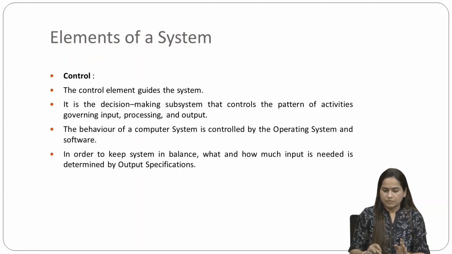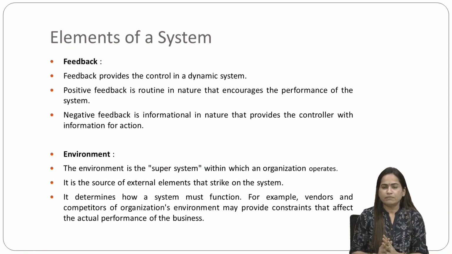After this, we have feedback. Another element we were having, that is feedback. Now what is feedback doing? Feedback provides the control in a dynamic system. Positive feedback is routine in nature that encourages the performance of the system. Negative feedback is informal in nature that provides the controller with information for action.